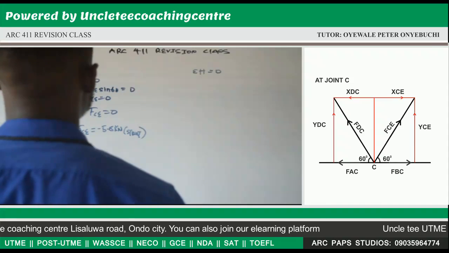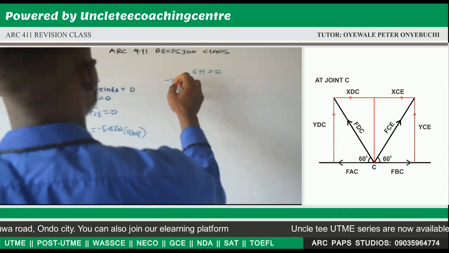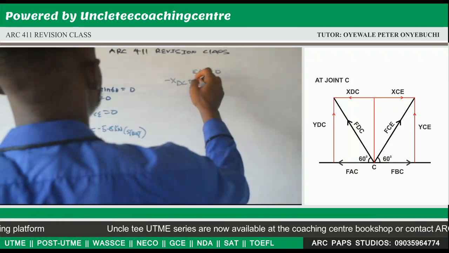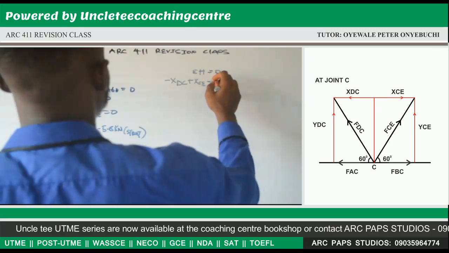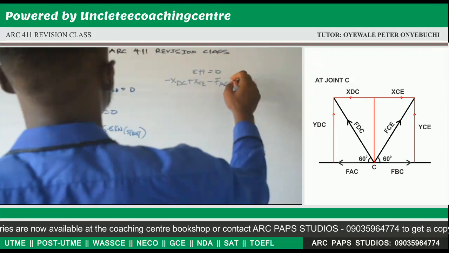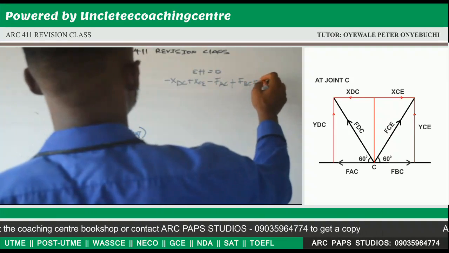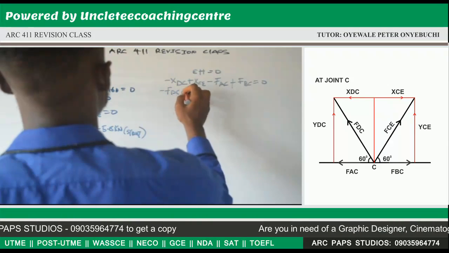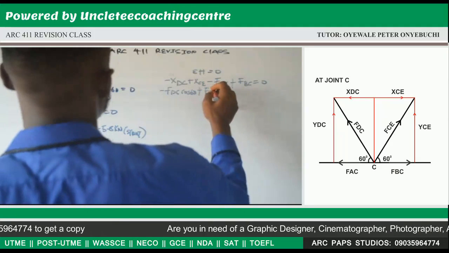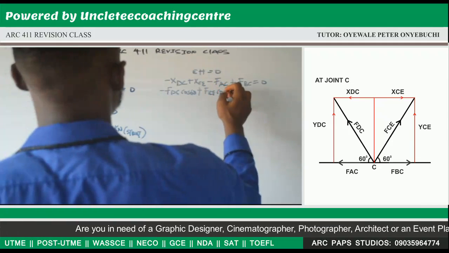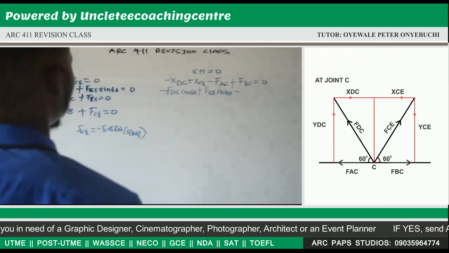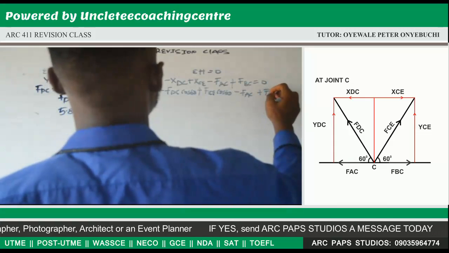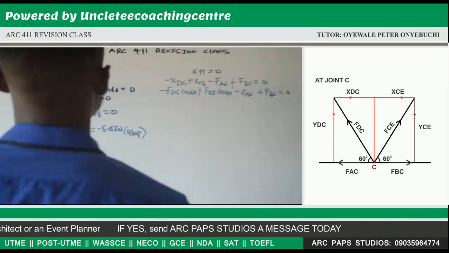The first horizontal force there is XDC, and it's facing the negative direction, so it will attract a negative value. Now we have XCE, which is positive, FAC negative, FBC positive, which will give us 0. Now let's resolve. This will be minus FDC cos 60 plus FCE cos 60 minus FAC plus FBC is equal to 0.